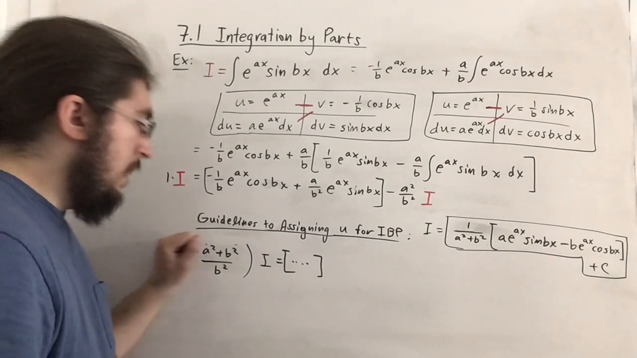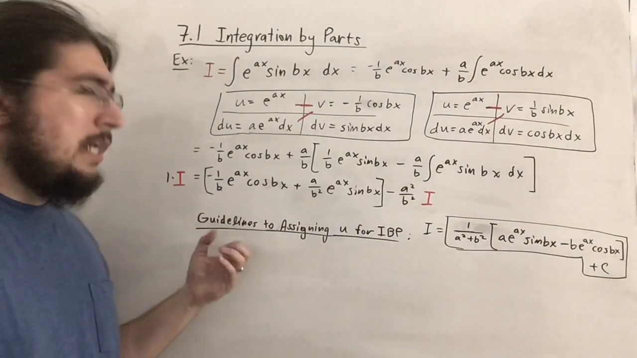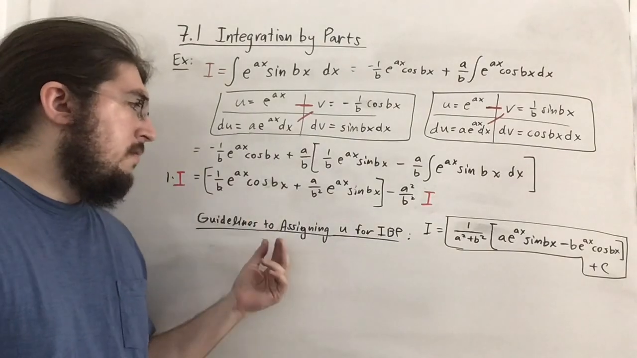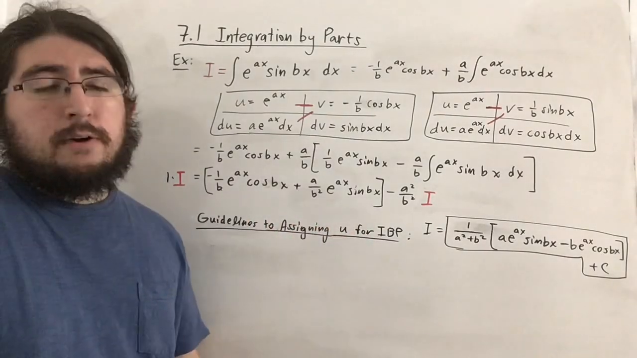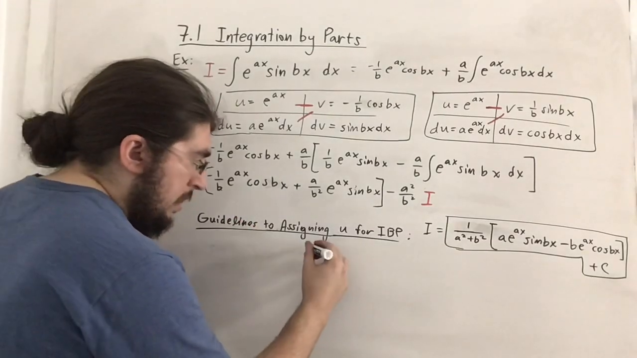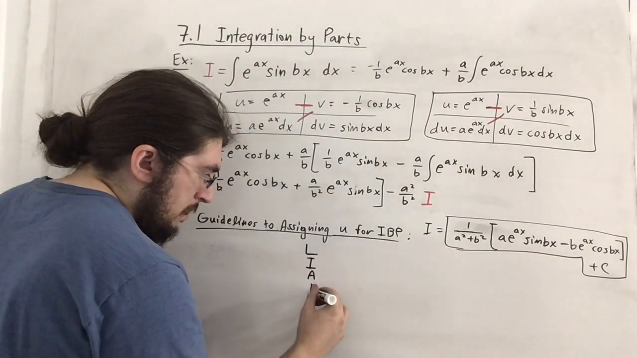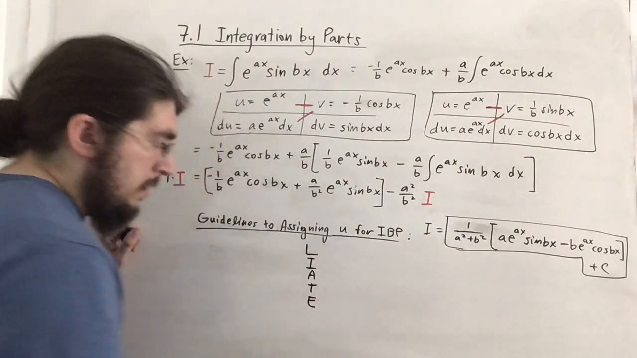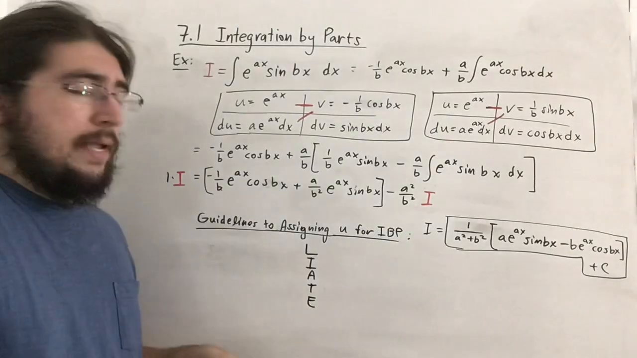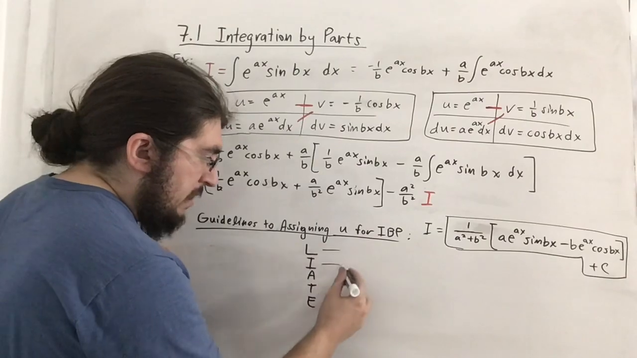All right, so now that that's done, I'm going to erase this work here, and I want to not generalize, but I want to give you guidelines for assigning U to integration by parts. And it's actually a really nice acronym that you can all remember if you like. Some people will change it up a little bit, but the common one, at least the one I know, that most people know and learn, is LIATE. L-I-A-T-E, which of course these all stand for different things.